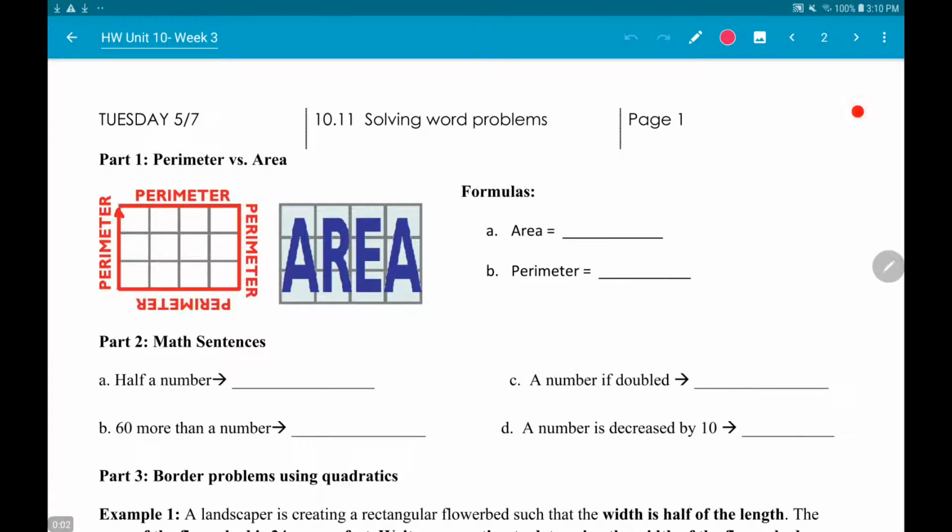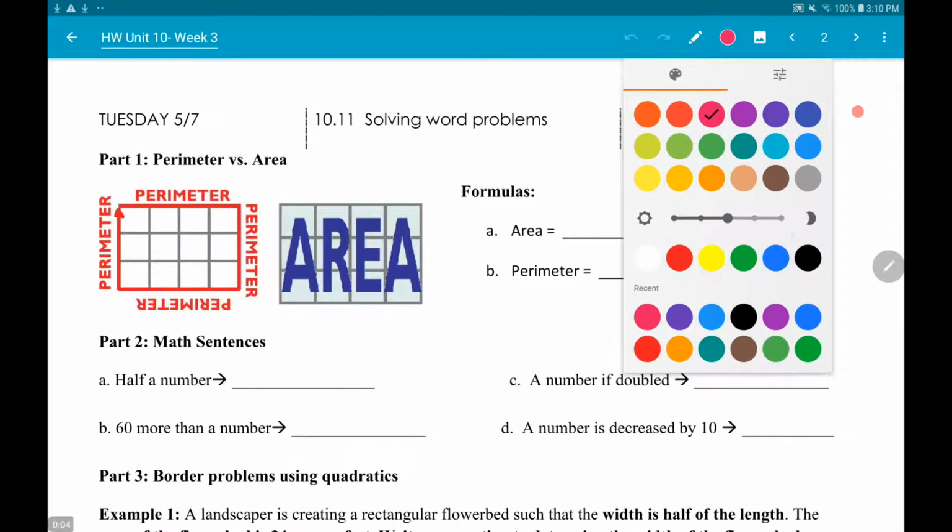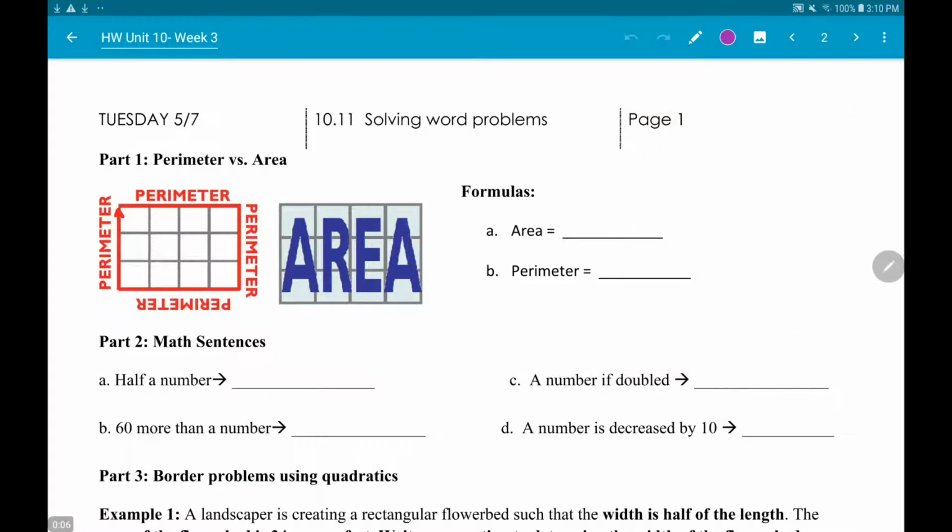Hi guys, so this video is on solving quadratic word problems. This is what we're going to be doing in class today, and it's a super important video so that you have the notes and you're ready for class.